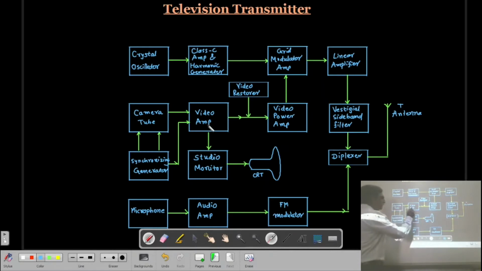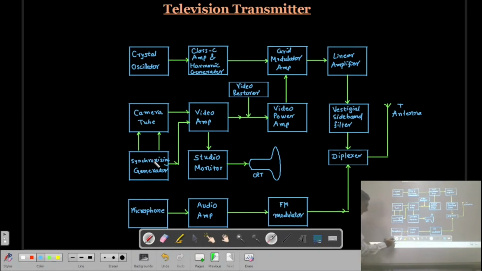But before it can be given to the video amplifier, the camera tube requires a number of pulses. Whatever the camera tube is there, it has to perform the scanning, means it has to read the picture, and for that you require horizontal scanning and vertical scanning. So this horizontal and vertical scanning frequency is generated by a synchronizing generator. This synchronizing generator generates a number of pulses, a number of waveforms.